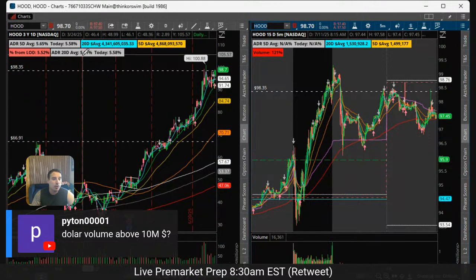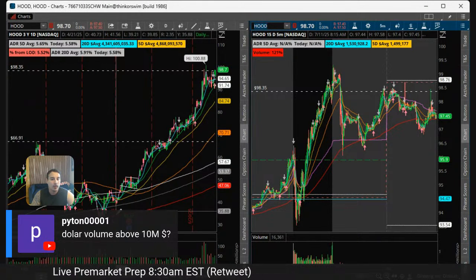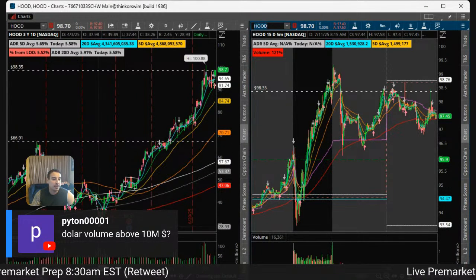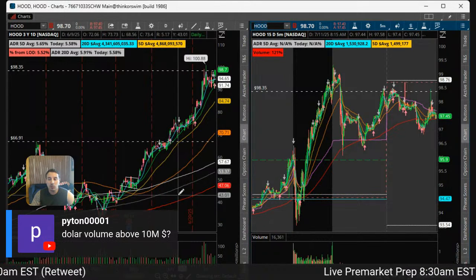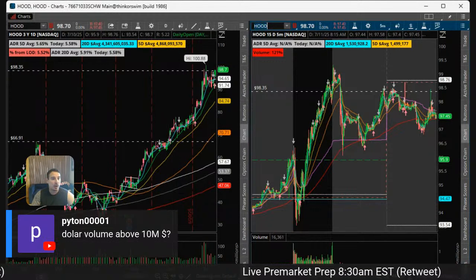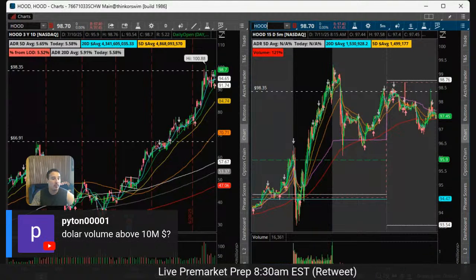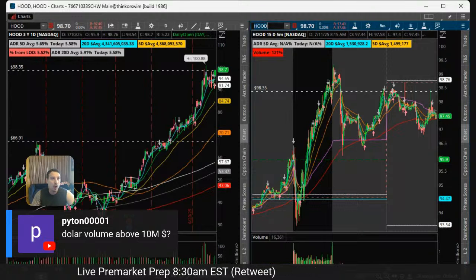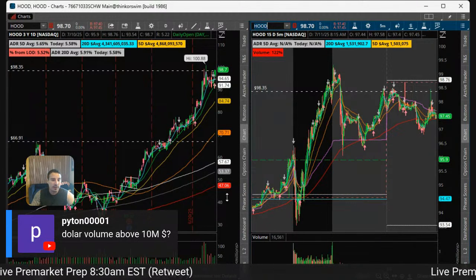By the way, this thing moves almost 6% per day, and trades $4 billion a day, right? This whole thing where people bring up these charts that are only trading like 2 million, 4 million, 5 million, 8 million. Like for what? For what?